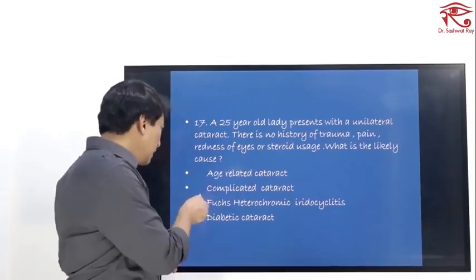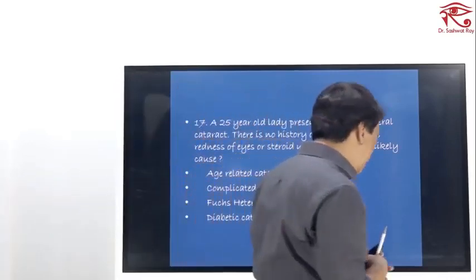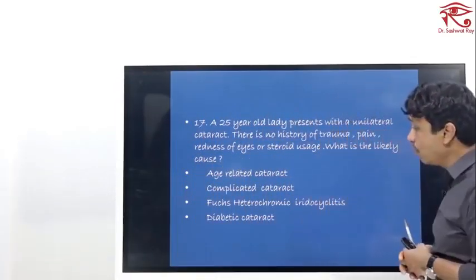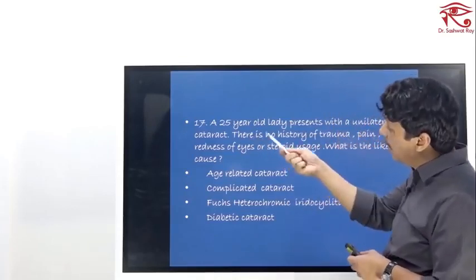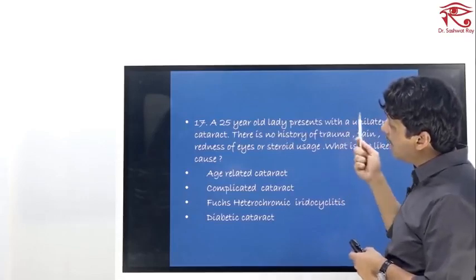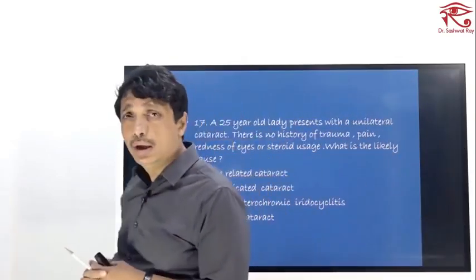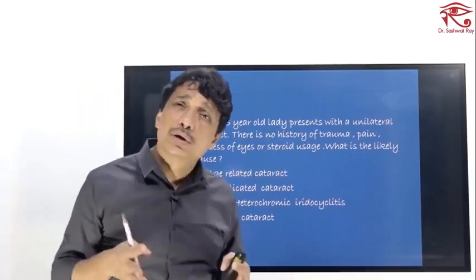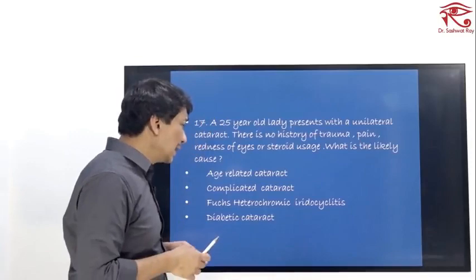The best answer here is C, and what is that? It's a Fuchs heterochromic iridocyclitis. Remember, Fuchs heterochromic iridocyclitis is a very important differential diagnosis of cataracts in young patients where trauma and steroid use have been ruled out. Any young patient with a unilateral cataract where there is no trauma and no steroid usage, we think of Fuchs heterochromic iridocyclitis. If you remember, this is a condition.